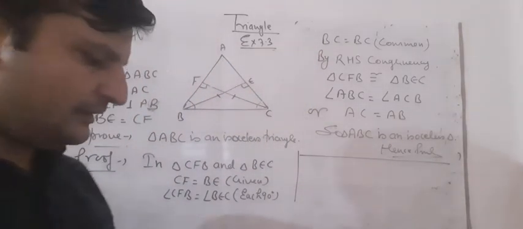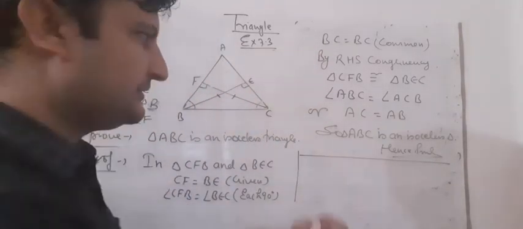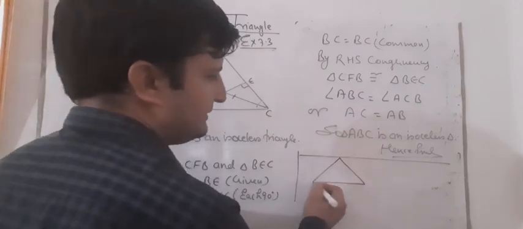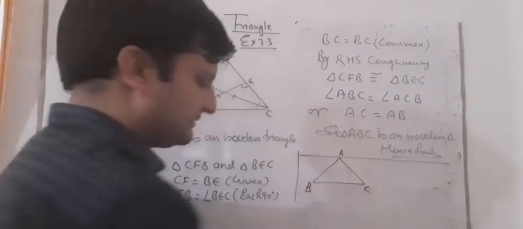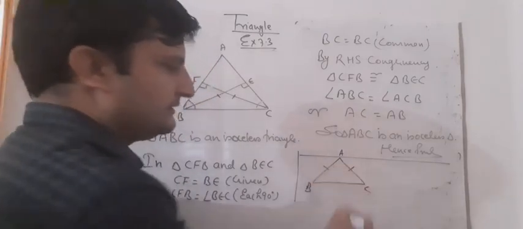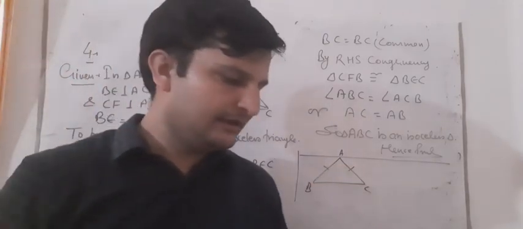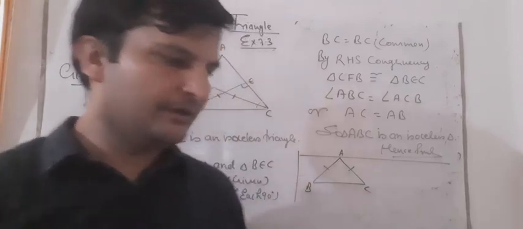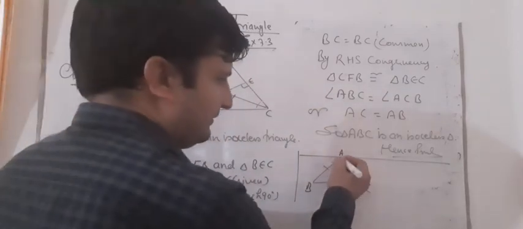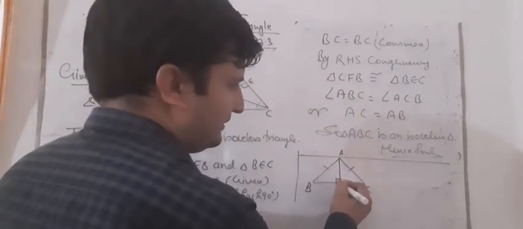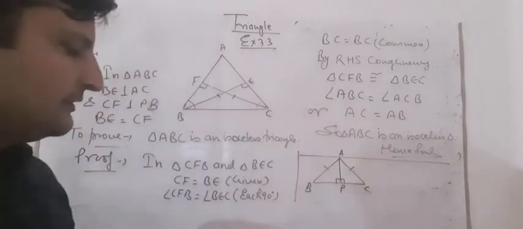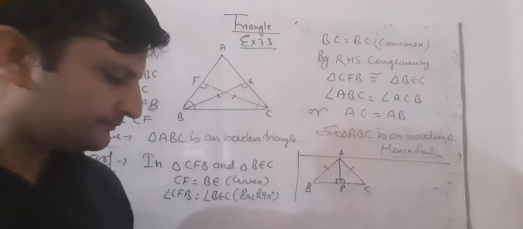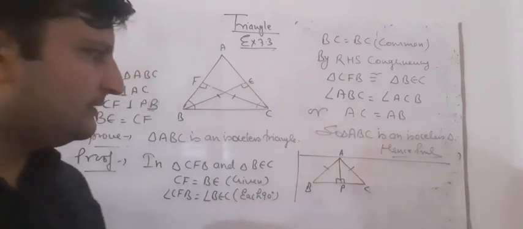In this question ABC is an isosceles triangle, it is given. So first make a triangle ABC like this, an isosceles triangle. Isosceles means this is equal to this, or you can say angle equal to angle. Draw AP perpendicular to BC. Perpendicular means this is a 90-degree angle, so that angle B is equal to angle C.